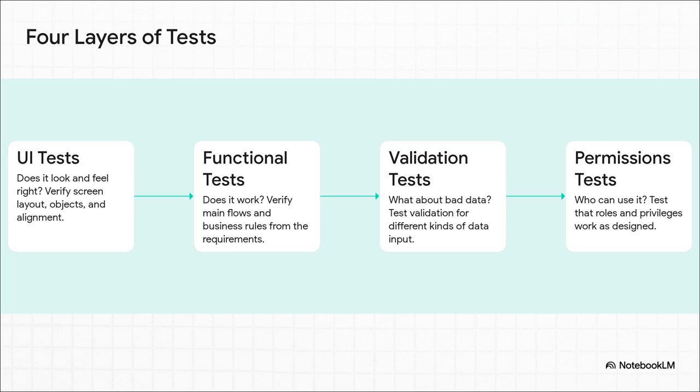Then layer 2. Functional tests. This is where we ask, okay, but does clicking that button actually do the thing it's supposed to do? Then, layer 3 is field validation. What if someone gets creative and types their name into the phone number field? We got to check for that. And finally, layer 4, roles and permissions. Can a regular user get into the admin section? They shouldn't. Each layer is just checking that same feature from a totally different angle.